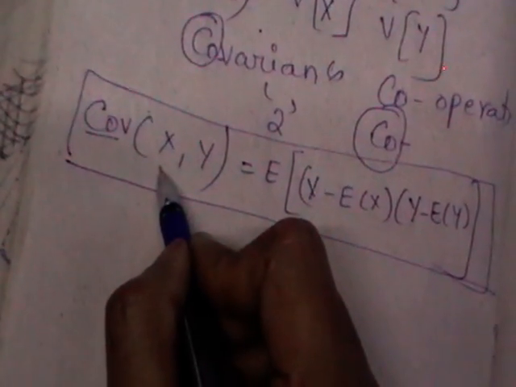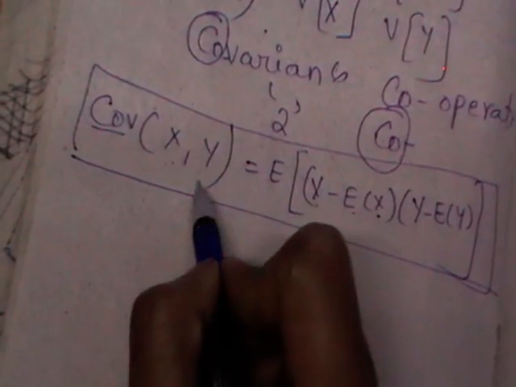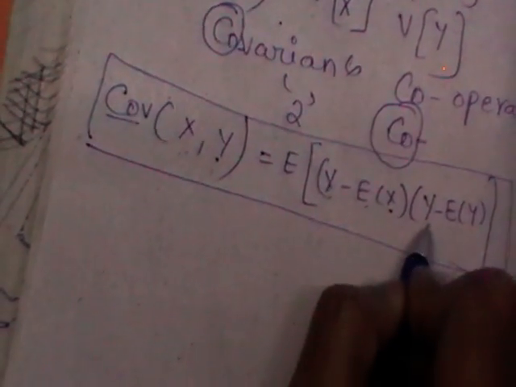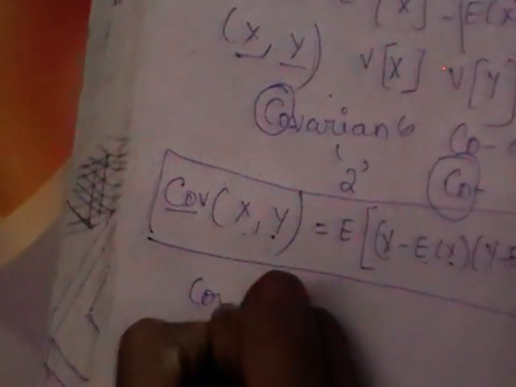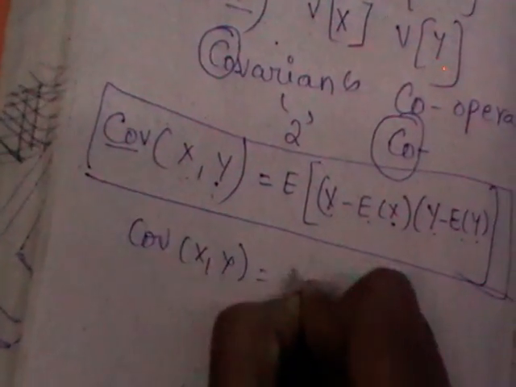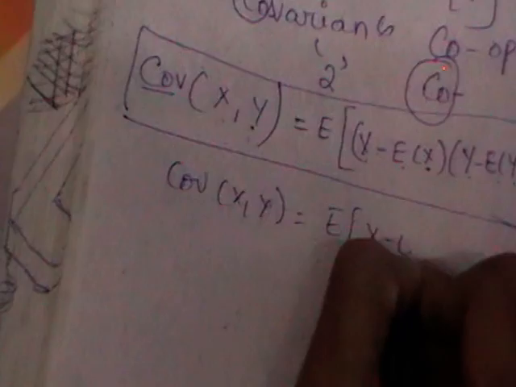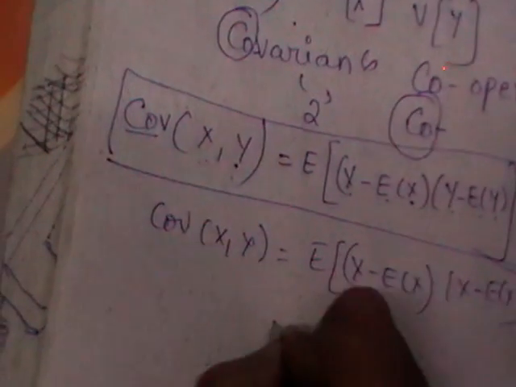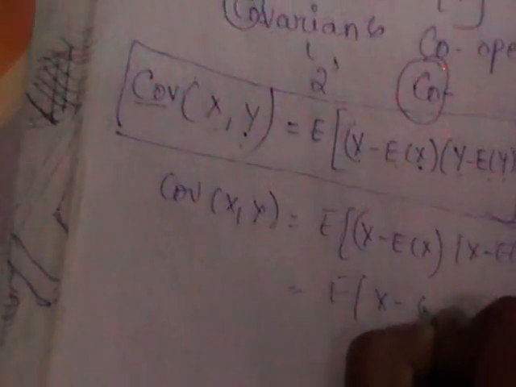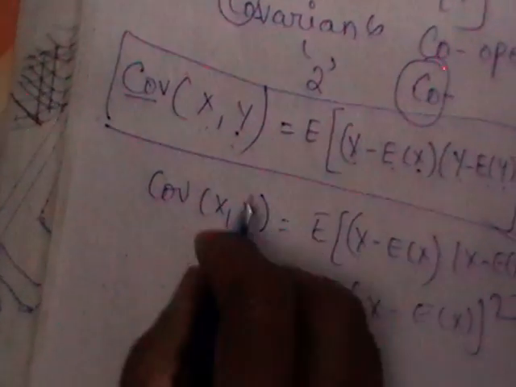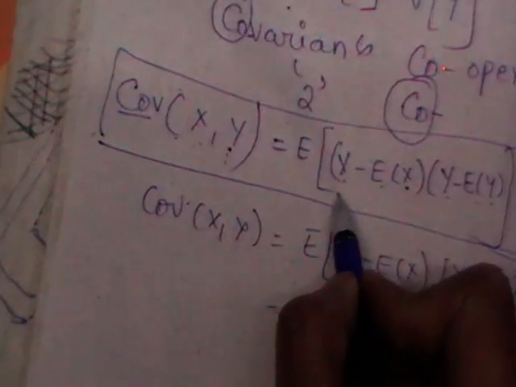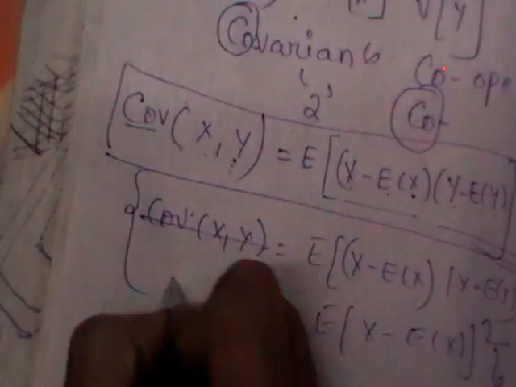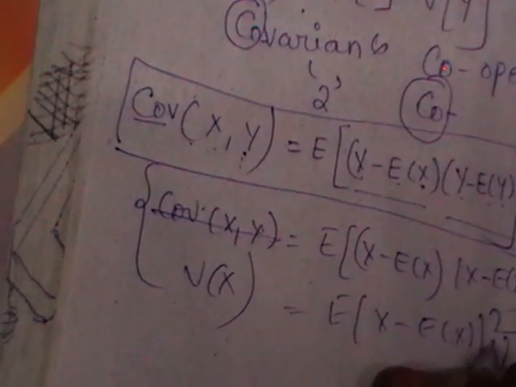As we have x, you will write x minus E of X, and with respect to y, we will write y minus E of Y. If the two variables are the same, covariance of x comma x, you will get (X minus E of X) into (X minus E of X), which is nothing but expectation of (X minus E of X) whole square. So covariance of x, y is one difference with respect to x and one difference with respect to y. This is the formula for variance of x, where you get the square.